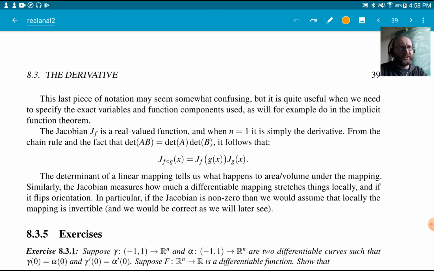All right, so that's it for section 8.3. So let me stop this. If I can get to it. Oops.